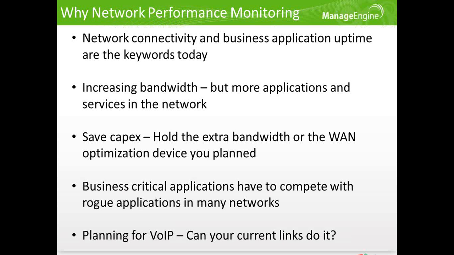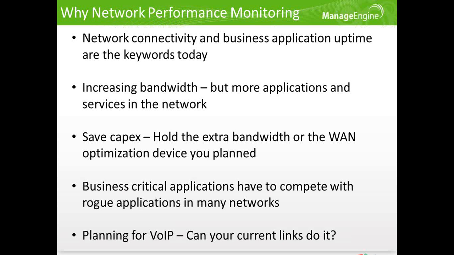Another commonly used method for performance issues is adding some WAN optimization. You can add a WAN optimization device or purchase a high-end, high-speed bandwidth connection. Both of them are not the solution. With performance monitoring, you can actually save a lot of capex before you put it into that extra bandwidth you were planning, or into the WAN optimization devices you had planned to purchase.